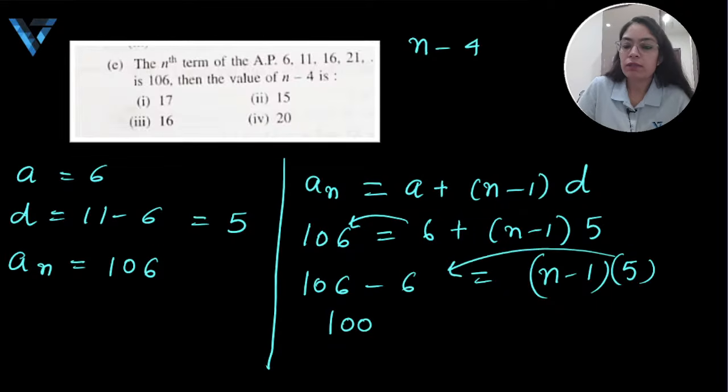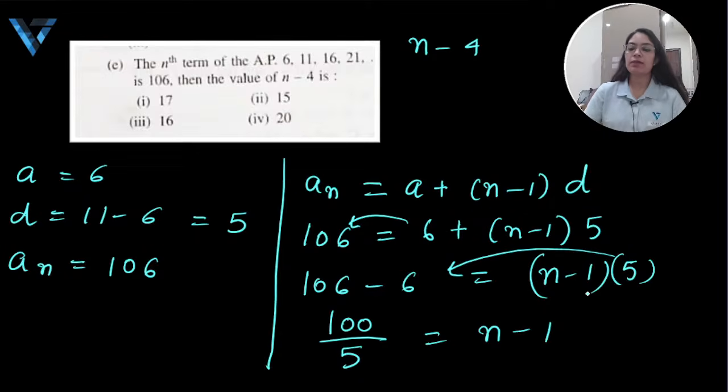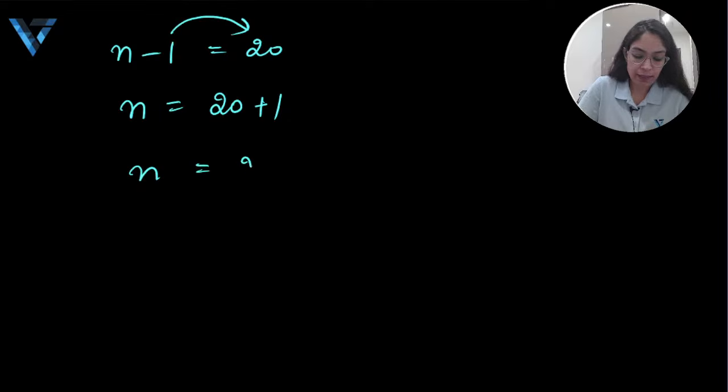Then this 5 also will shift to this side. It will get divided by 5, equal to n minus 1. Because with n minus 1, 5 is getting multiplied, so when we shift it to the other side, it will get divided, and this will get cancelled here. So n minus 1 is equal to 20. Minus 1 when we shift to the other side will become plus 1. So n's value we are getting here is 21.